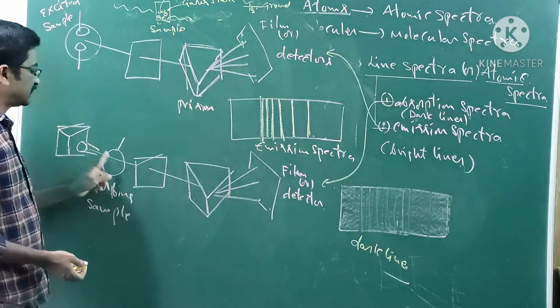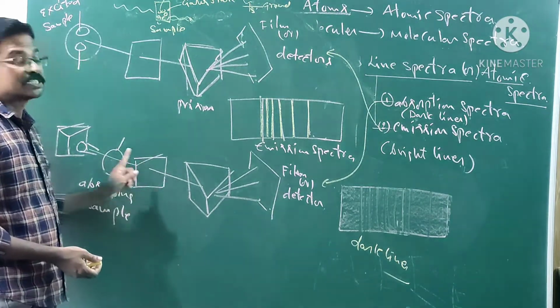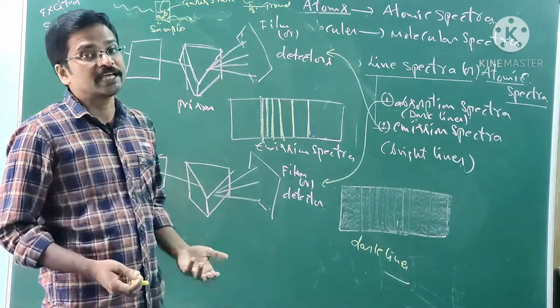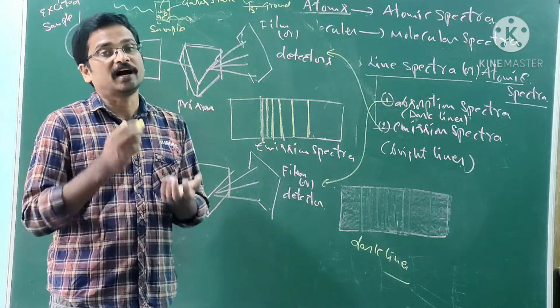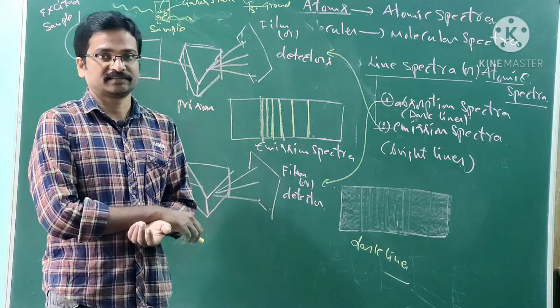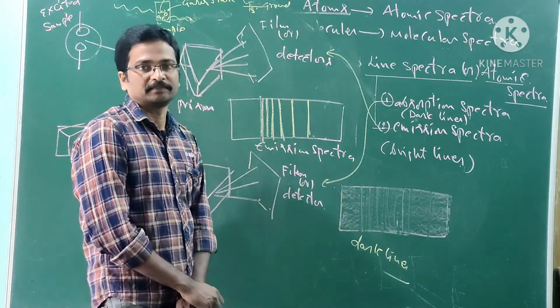Whenever white light falls on the sample, all the energy does not come out of the sample. Some amount of energy is absorbed by the atoms. It is utilized for the atoms to go from the lower energy state to the higher energy state. That is the reason why you get the dark lines in atomic spectra.